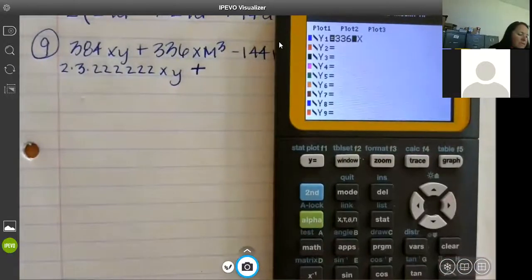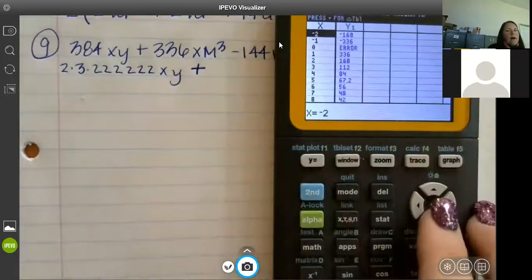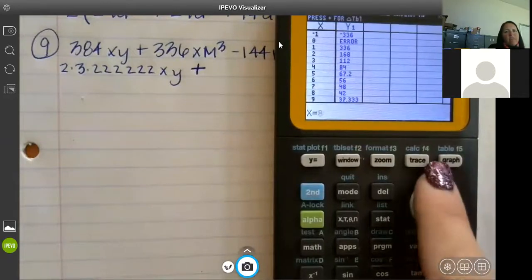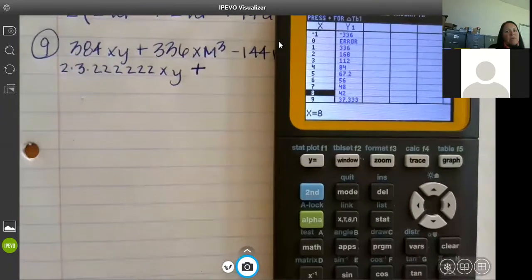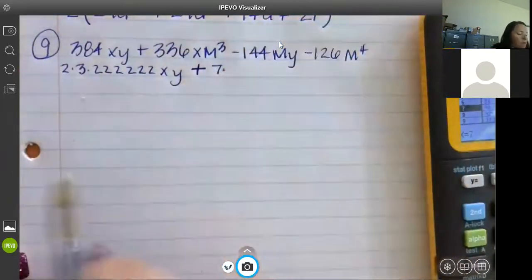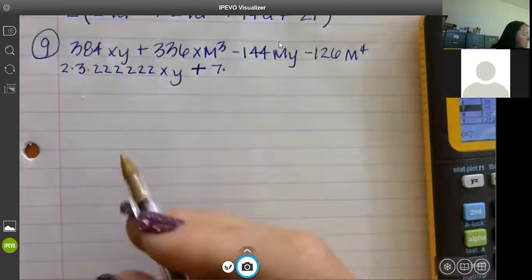Same thing with 336. I have factors. I can do 6 and 56, 7 and 48, 8 and 42. Any of those I can do, and I'm pretty good with. So let's do 7 and 48. So we have 7. 48 is 6 times 8. We already did that one time today.